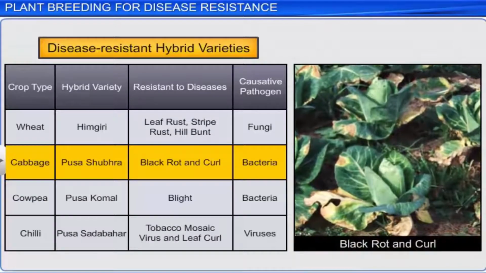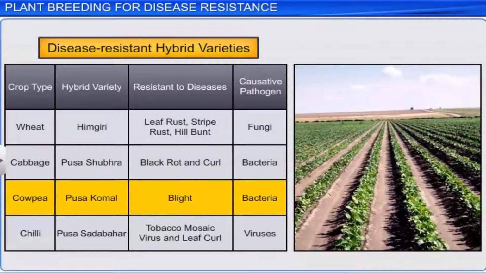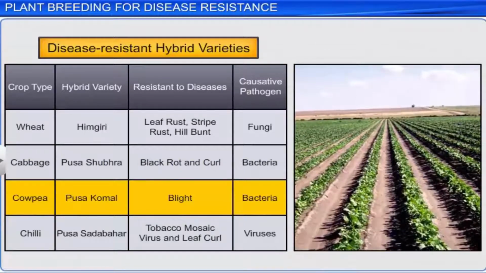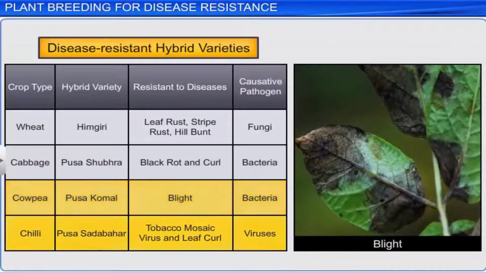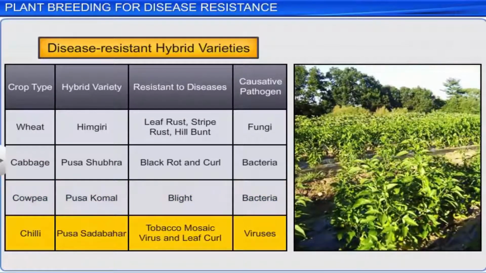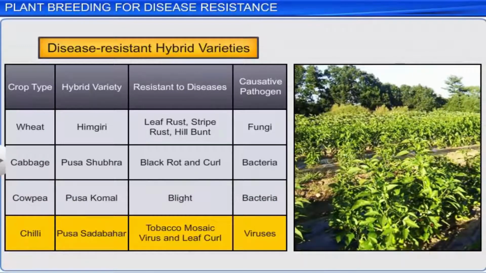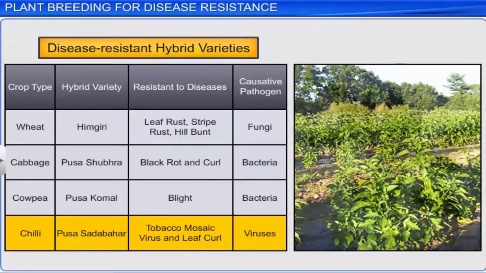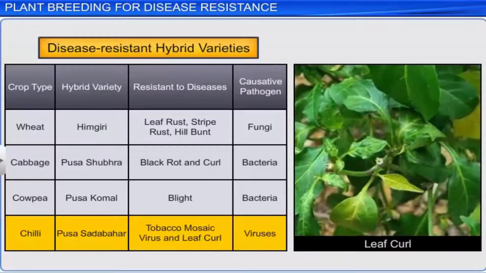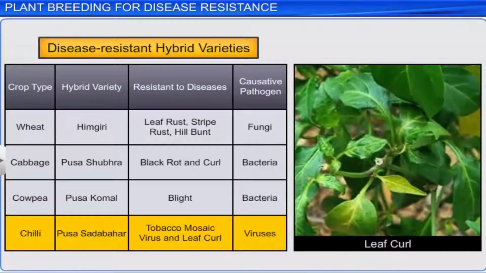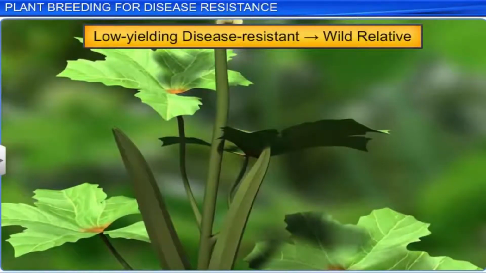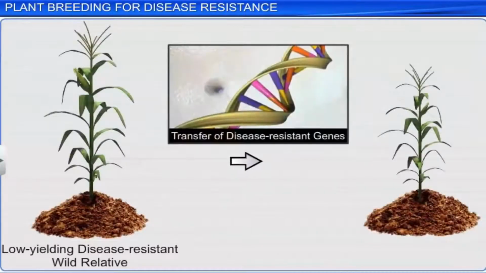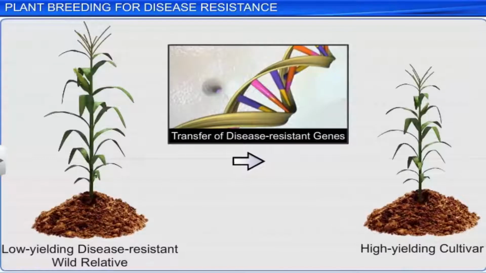There is Pusa Komal, a hybrid variety of cowpea that is resistant to blight disease caused by a bacterium, while Pusa Sadabahar, a hybrid variety of chili, is resistant to viral diseases such as tobacco mosaic virus and leaf curl. The only drawback of these disease-resistant wild relatives is that they are low-yielding. So, the disease-resistant genes from these wild relatives need to be transferred to high-yielding cultivars.